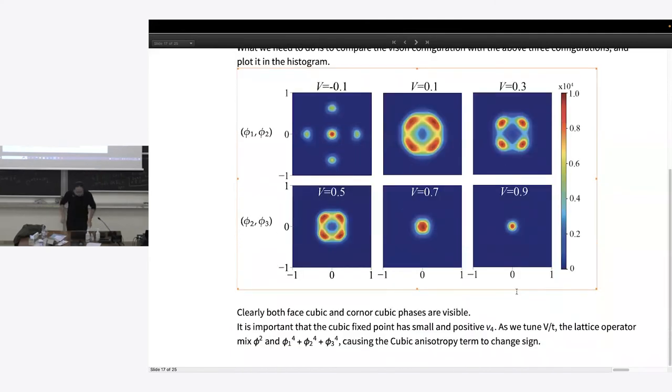So what is happening here? We saw both the face cubic phase and the corner cubic phase. It's important that the bootstrap result and RG result tell us that this V4 is a small positive number. So what's happening as we tune V over T is that the lattice operator doesn't just cause the mass term to change sign. It also has a small mixing between the mass term and this cubic anisotropic term. So as you further change it, this term also changes sign and you are in a new phase. This is beautifully consistent with the bootstrap story.